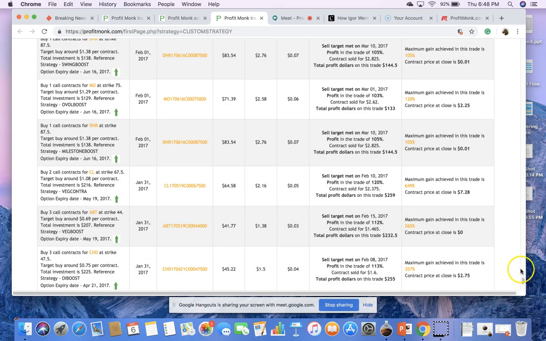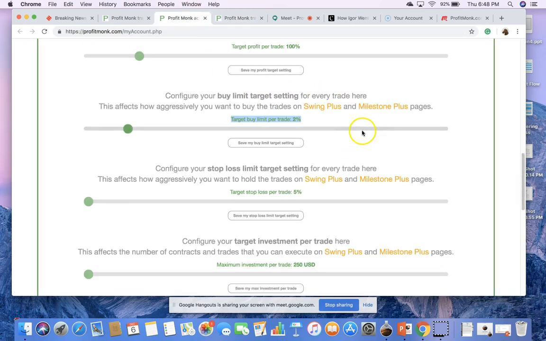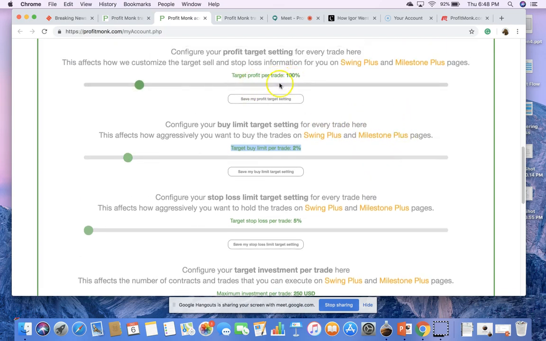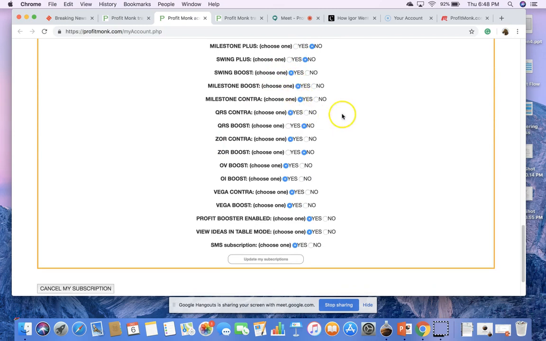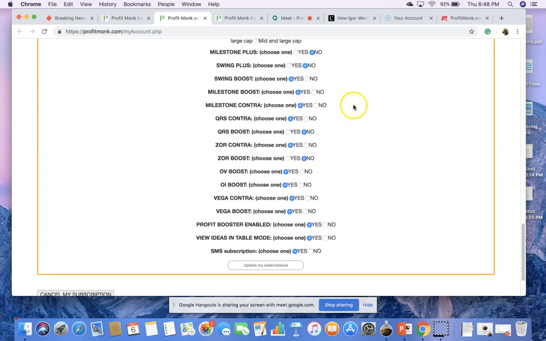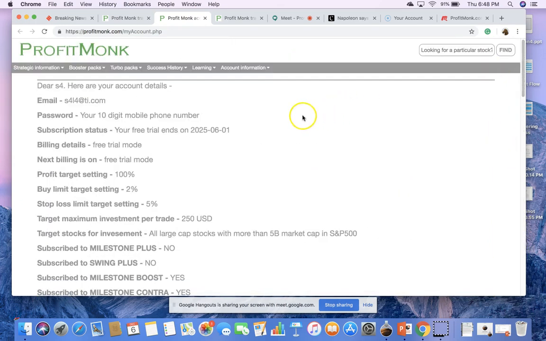So now this touches on the question of what strategy you can use. This is one possibility. The investment settings that you have to use have to be very clearly understood, and so they have to be like this. The key is which is a yes and which is a no. This strategy is a combination of 10 strategies basically, and it doesn't use Zor Boost. You can see a no here. It doesn't use Swing Plus, and it doesn't use Milestone Plus. So this is one possible combination that any of us could use.